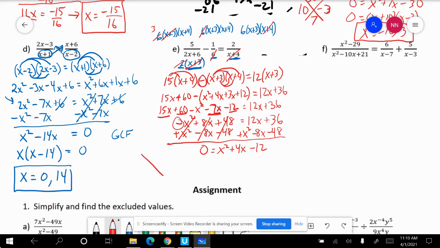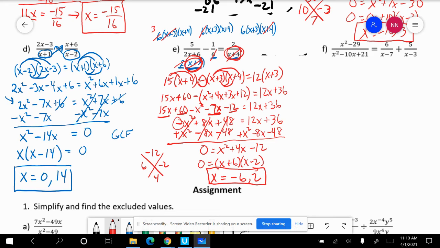I'm looking for two numbers that multiply together, give me negative 12, add up to 4. That would be 6 and negative 2. So that gives me x plus 6 and x minus 2. So my two answers are negative 6 and 2. I'm looking at, this is negative 3 for an excluded value. This is negative 4. Both of those work because they're neither. And so that would be my answer.